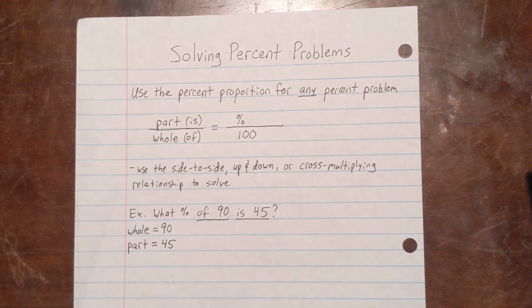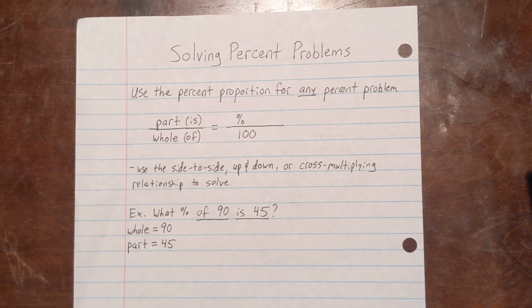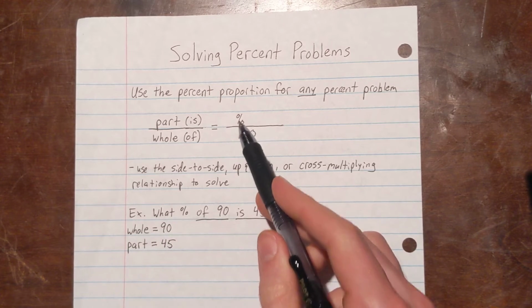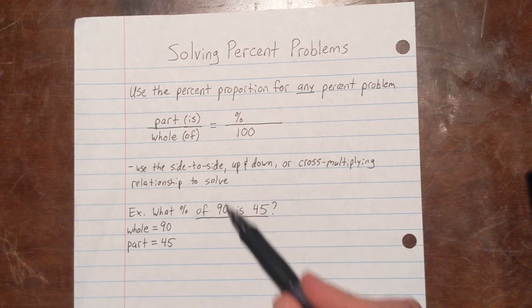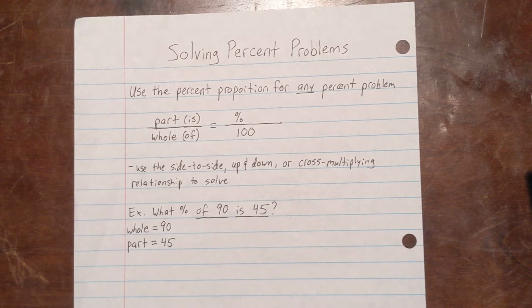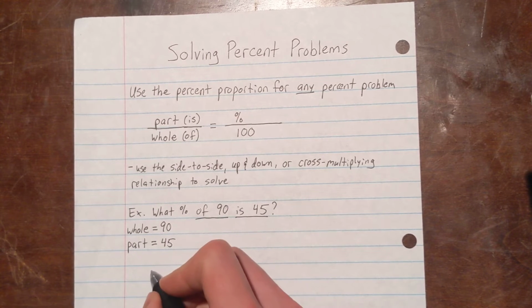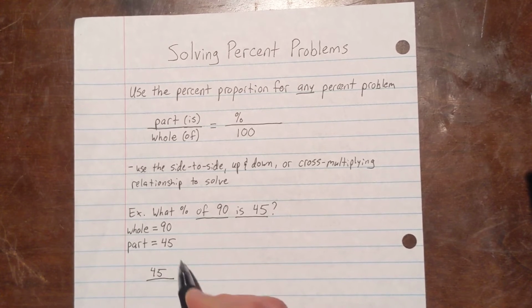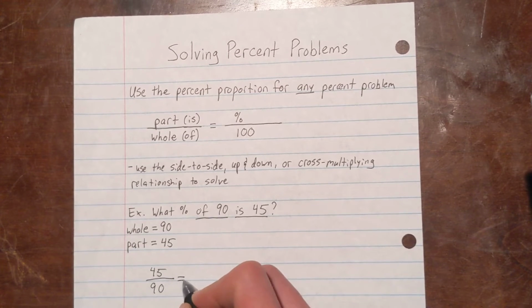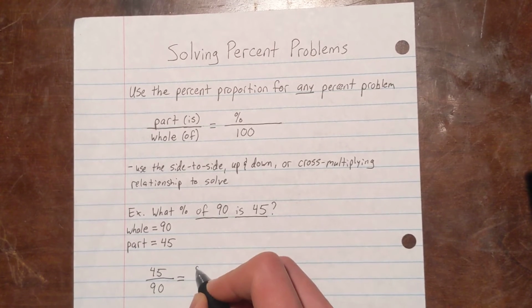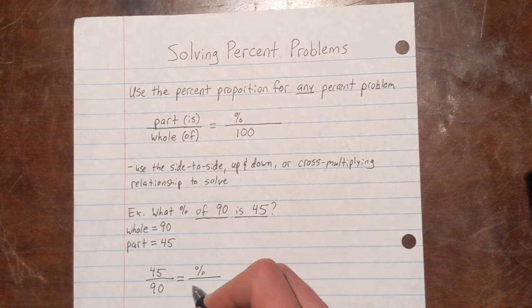Okay, so that then leaves the question, what are we looking for? Well, it's pretty clear in this problem, since it uses the word what percent, that we are looking for the percent. So we should have the part over the whole equals something over 100. So let's write that down. So part, which is 45, over the whole, which is 90, equals percent, which we don't know what that is yet, over 100.